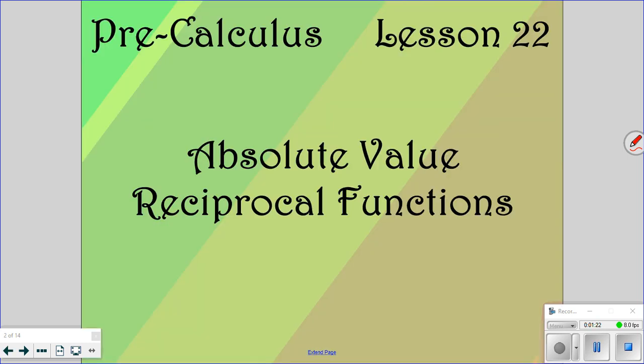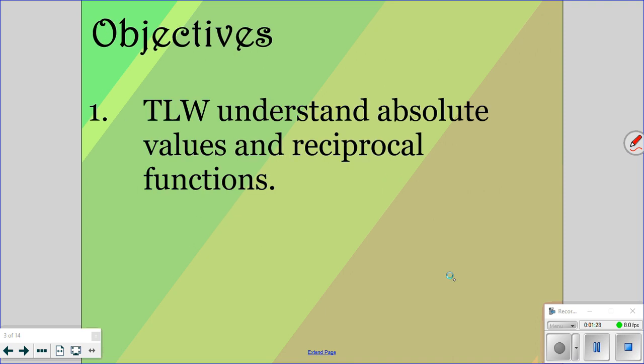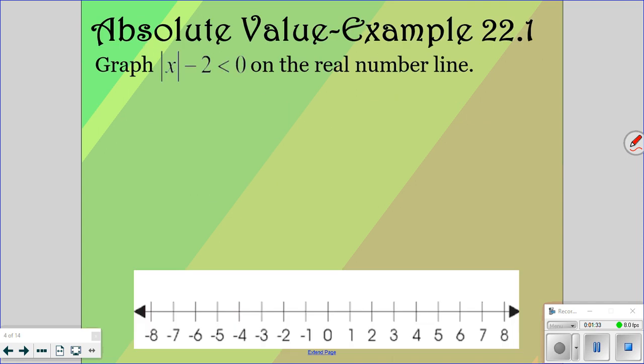Okay, so we're looking at lesson 22 today. We're going to be looking at absolute value, and then we're going to look at reciprocal functions. So hopefully you'll understand absolute value and reciprocal functions after this lesson. So we want to graph this on a number line.